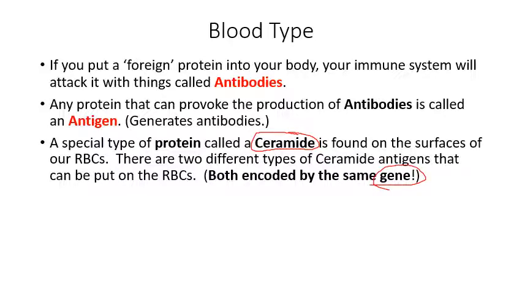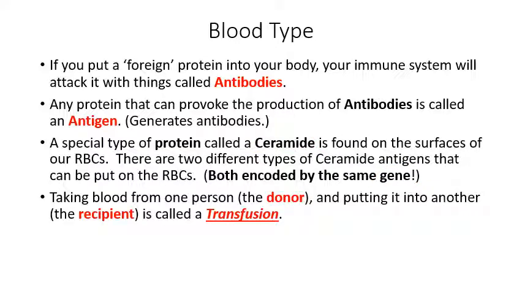Right? So remember that we talked about if you have two slightly different versions of a gene that give you two slightly different versions of the same protein, those two versions of the gene are referred to as alleles. Right? So there are actually three alleles of this particular ceramide, and they are referred to as the A allele, the B allele, and the O allele. And we'll talk about what that means in a second.